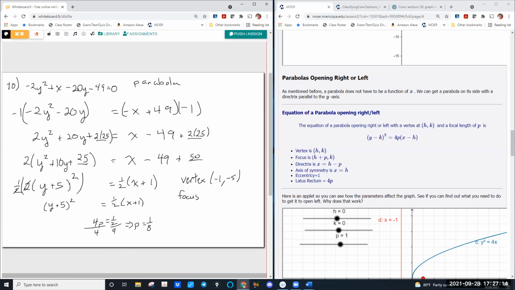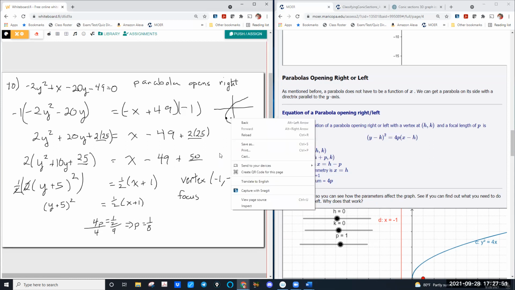Now, here's one thing I want to point out. We already said we had one that was opening right or left. Well, because there's no negative on either side, usually we'll put it on this side with the 4p. Because there's no negative, this thing is going to open right. So we can say parabola that opens right. All right, so if we were drawing a rough sketch, we've got a vertex -1, -5. Parabola is coming through like this. That means the focus is going to sit over here.